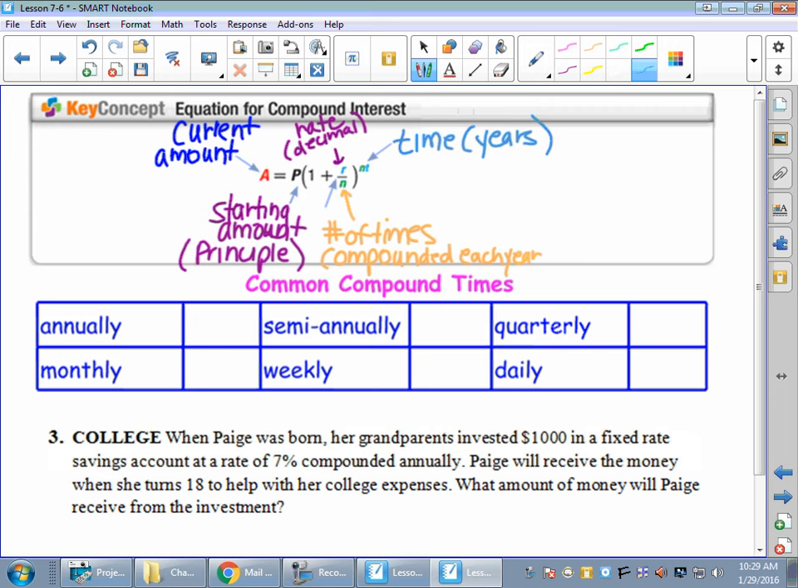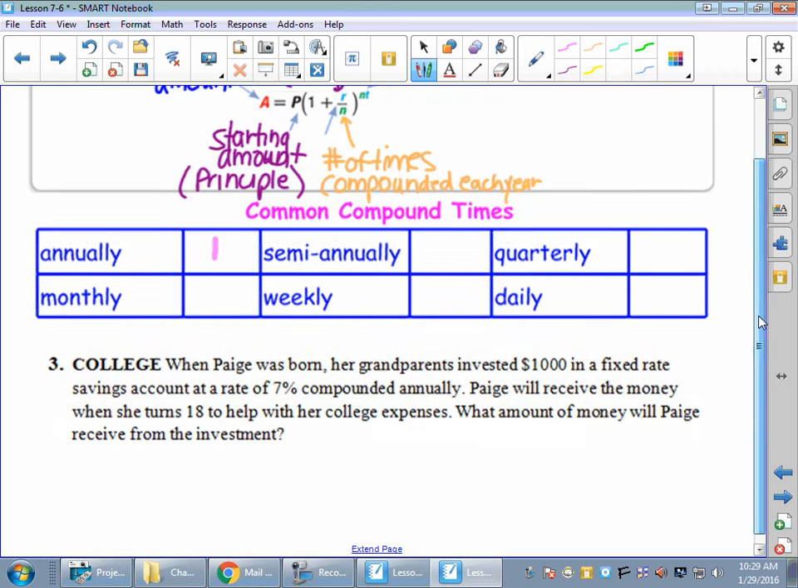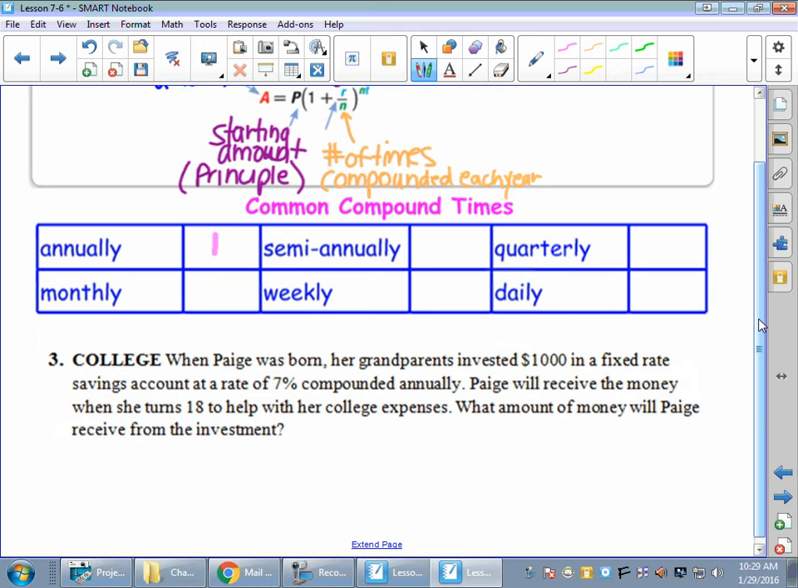I apologize for the crowdedness, but so first of all, compounded means how many times you're going to put interest in there. So if they compound the interest annually, how many times a year are you getting interest? Just one, right? Annually means they're doing that one time a year. If they compound interest on a monthly basis, how many times are you getting interest? Every month, well, how many months in a year? You're getting interest added on 12 times a year.